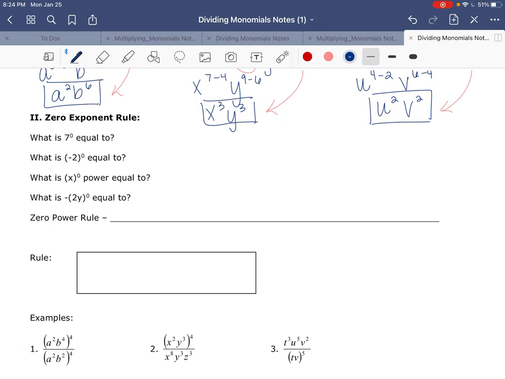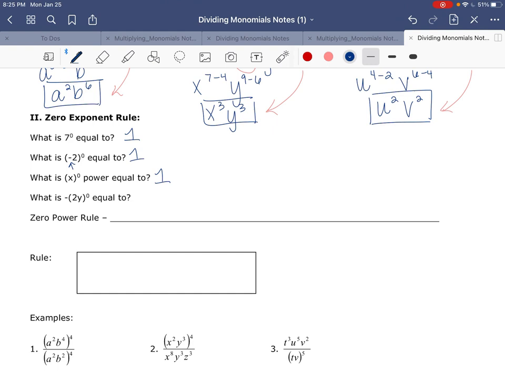All right, guys, this next one you guys are going to love. If you plug in 7 to the power of 0 in your calculator, you're going to get a positive 1. If you plug in -2, and remember the negative has to be on the inside of the parentheses, if you plug that in to the power of 0, you get 1. And then x to the power of 0, well, you guessed it, it's going to be a 1.